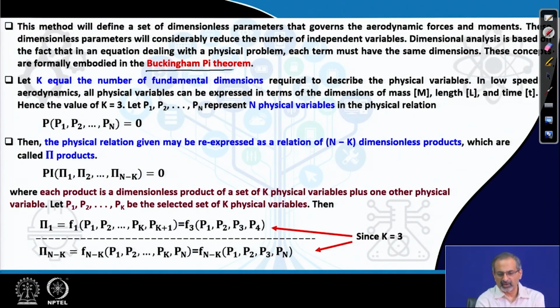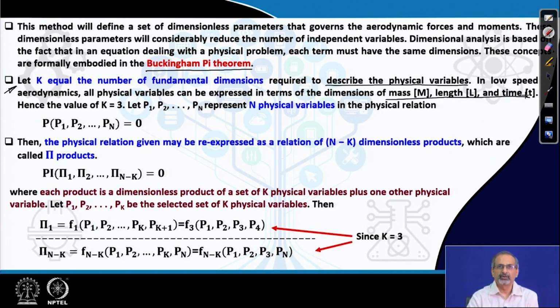We make use of this Buckingham pi theorem, and what we are going to see in the next few steps is basically the principles embodied within this theorem. We will define k number of fundamental dimensions which are required to describe the physical variables. When we consider that this airfoil is being tested at low speeds, the physical variables can be expressed in terms of dimensions of mass, length and time alone.